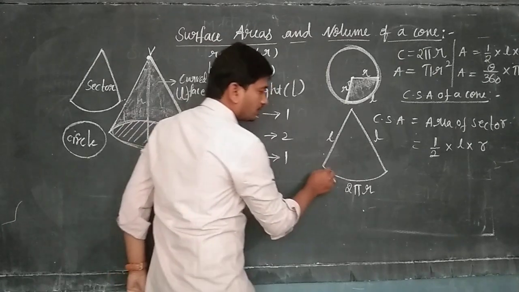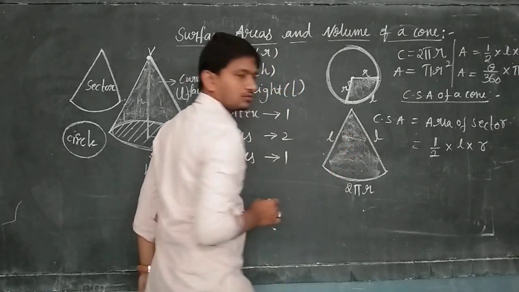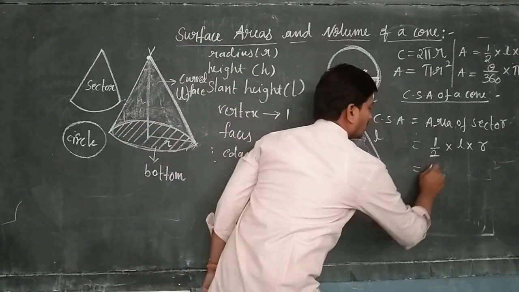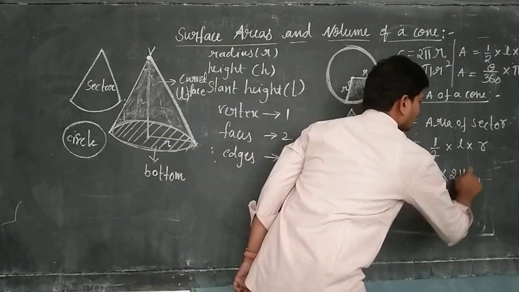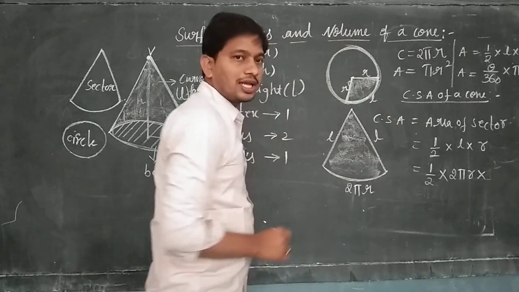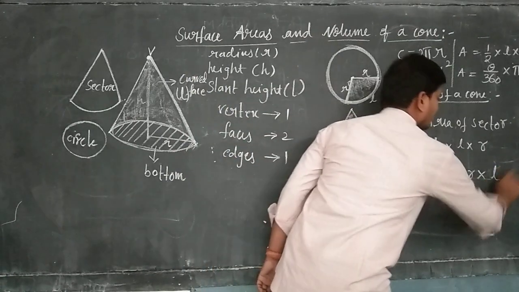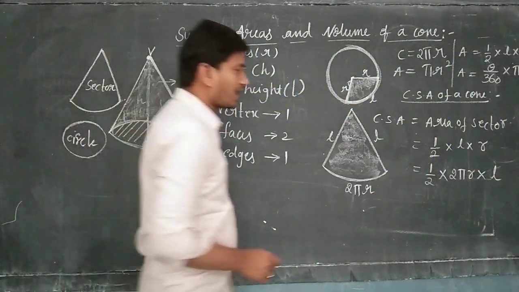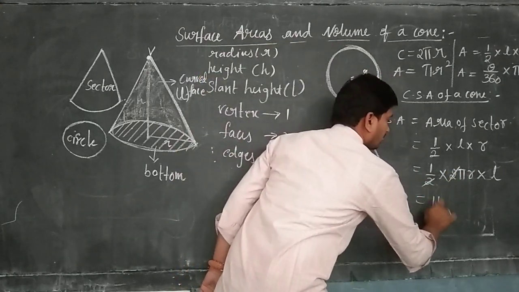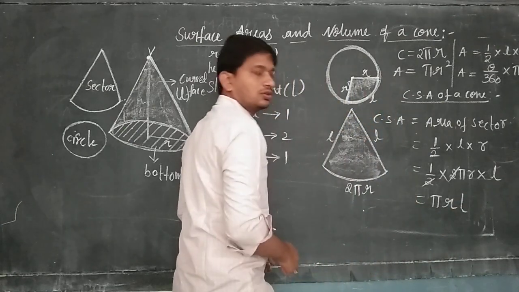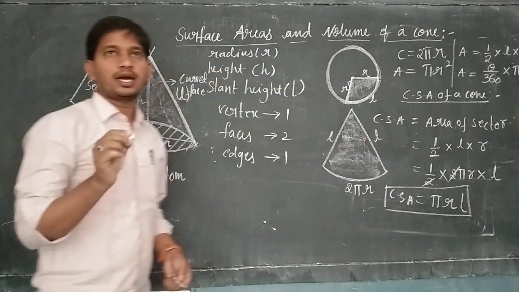Yes, students, this is our area, I mean CSA. Half into the length, and the length will be 2 pi r. What about the radius? Our radius will become the slant height. Now I can cancel these two as well as these two. So I got pi r l. So what is the CSA of a cone? Our CSA of a cone is pi r l.